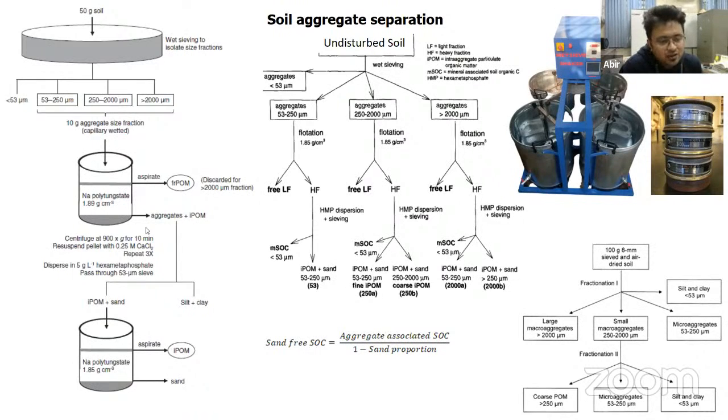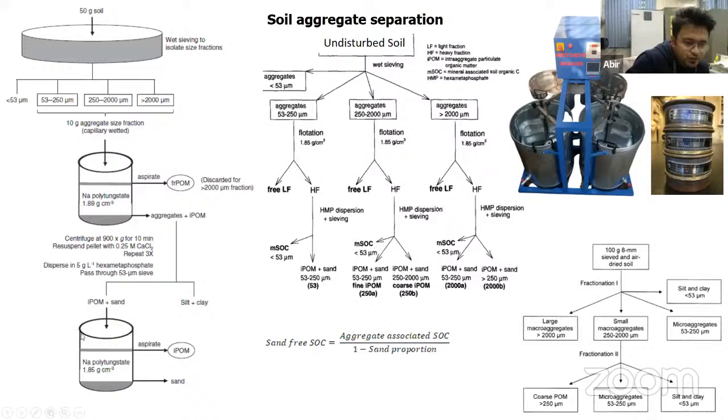And then we pass that through a 53 micron sieve. Whatever remains on that sieve will mostly be sand particles and large particulate organic matter particles. What passes through the sieve will be silt and clay, because they have a lower size range. Whatever is on the sieve, we resuspend in a sodium polytungstate solution with a density of 1.85 gram per cc. Sand has a higher density than 1.85, so whatever precipitates is sand, and whatever floats is our particulate organic matter.